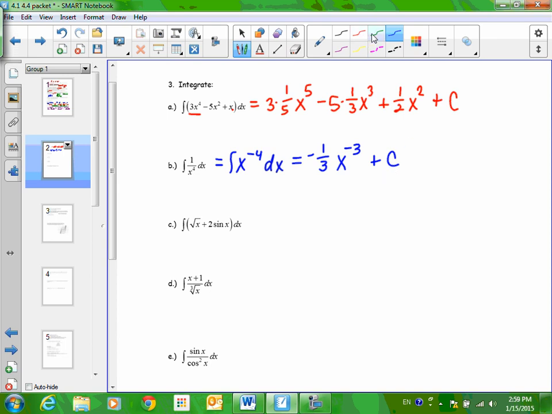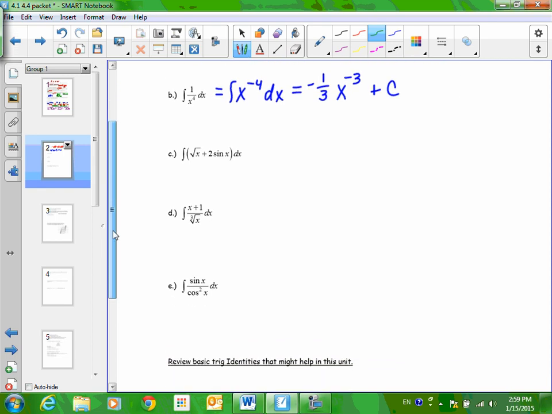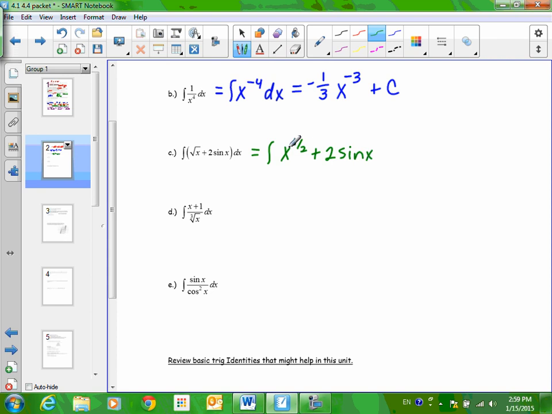All right, next problem. We need to rewrite this. How are we going to rewrite square root of x? X to the 1/2 power. We've done that before. All right, so then x to the 1/2. Leave a space, write your x. What would be the new power? You add 1 to 1/2. 3/2. Reciprocal? 2/3. Perfect.